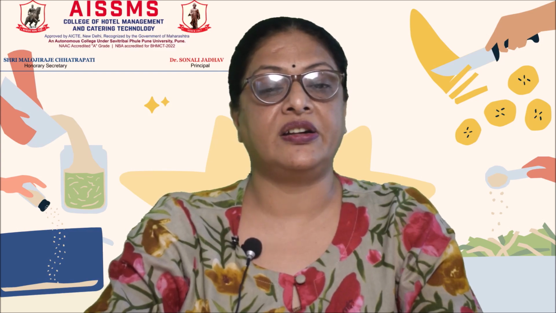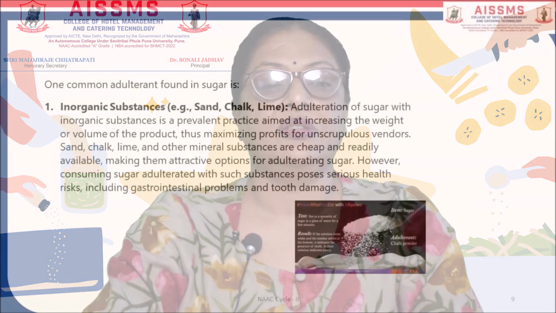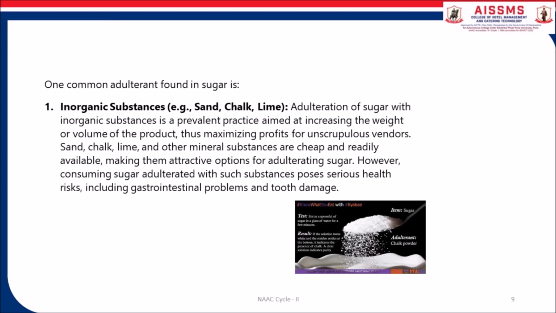Now let us see one of the most common food adulterants: sugar. Inorganic substances, examples like sand, chalk, lime, are the adulterants used in sugar. Adulteration of sugar with inorganic substances is a prevalent practice aimed at increasing the weight or volume of the product, thus maintaining profits for unscrupulous vendors.